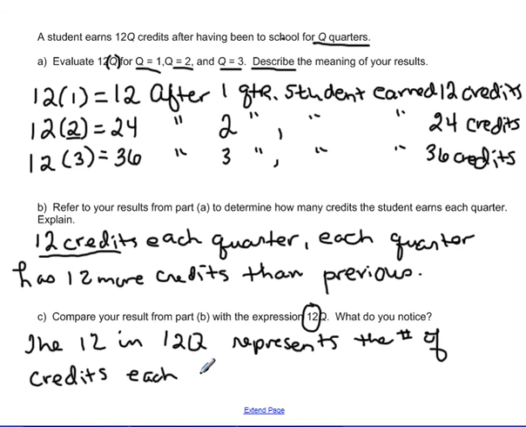So here we're able to think about not just what does the Q represent, but that 12 has meaning in my expression too. That 12 means this is how many credits the student is earning each quarter. Even though the problem doesn't come right out and say that, we're able to figure that out from the context of the problem.